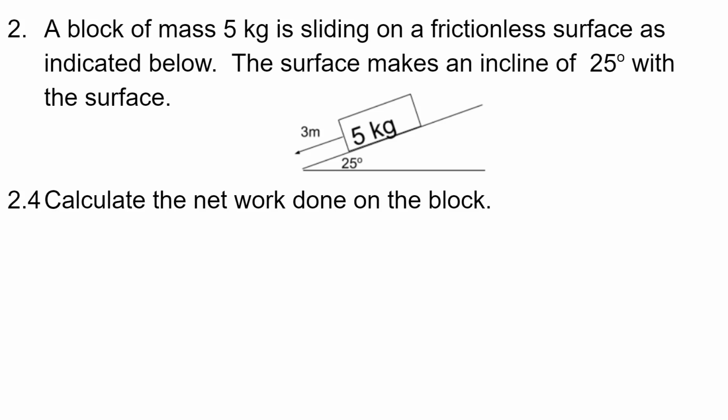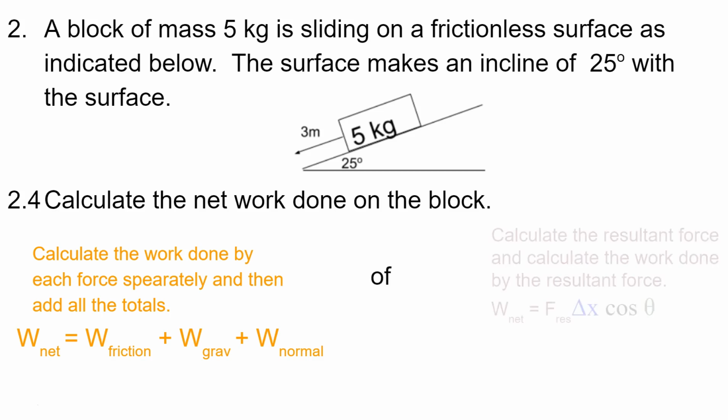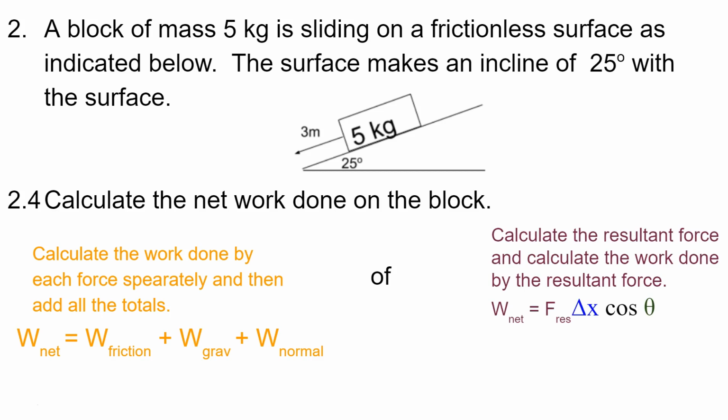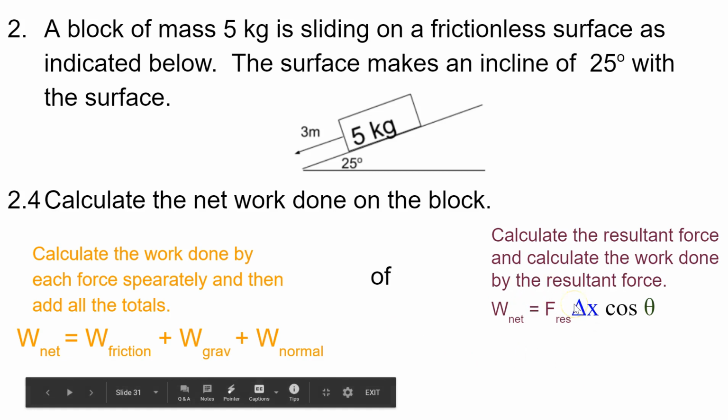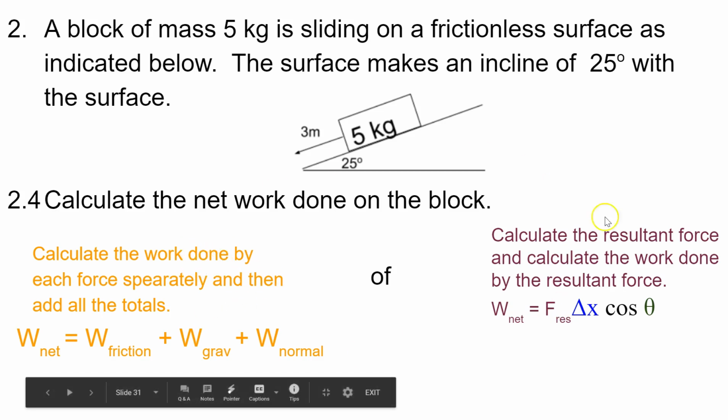2.4, calculate the net work done on the block. So that I can calculate in one of two ways. I can either calculate the work done by each force separately and then add all those values together to get the total work done. Or I can calculate the resultant force acting on the block, and once I've got the resultant force, I can put it into this equation. I'm going to show you both ways and show you that in each of these cases we'll get the same answer. Depending on the situation in your question paper, sometimes it's easier to use this method, other times it's easier to use that one. Okay, so let's see.